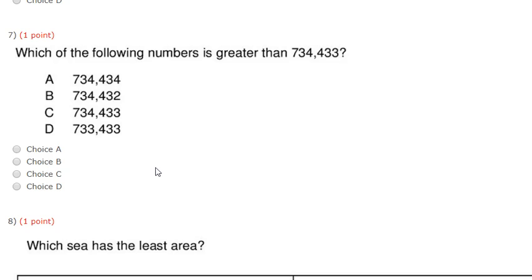Number 7. Which of the following numbers is greater than 734,433? So which of these numbers is actually greater or bigger than this number? A, B, C, or D?